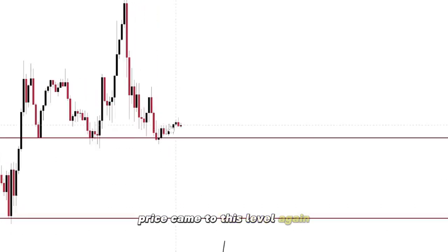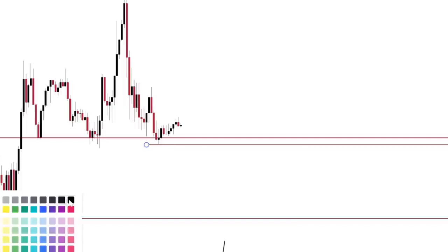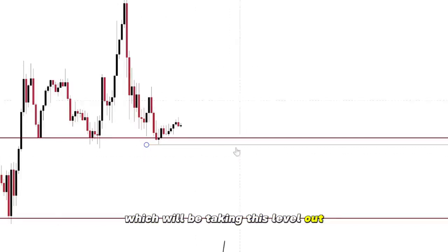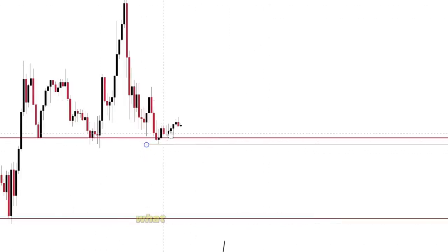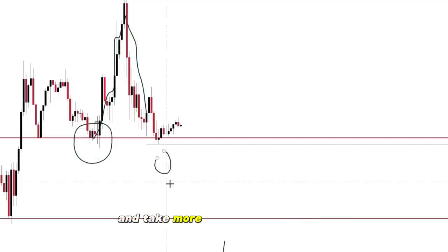Price came to this level again and showed another reaction. So what you can do again is go for your second entry, which will be taking this level out and continuing to the bull side. What does this pullback mean? This means that the orders they took right here to push price up were not enough, and they need to come back and take more orders from this base.